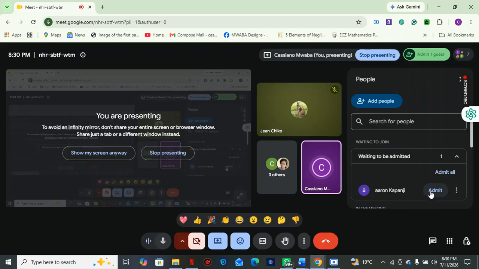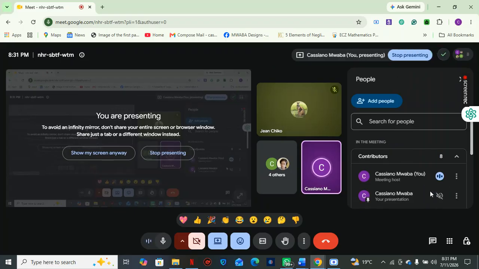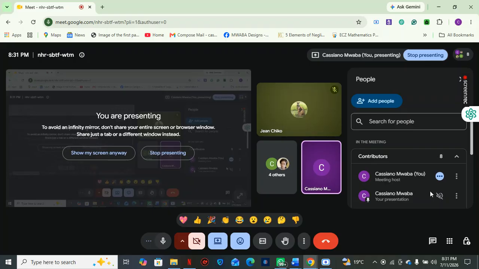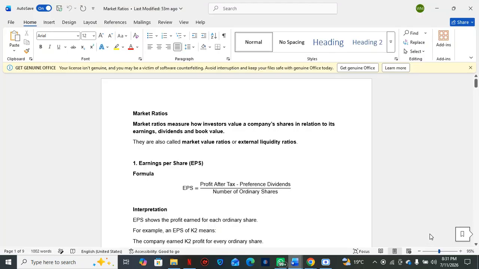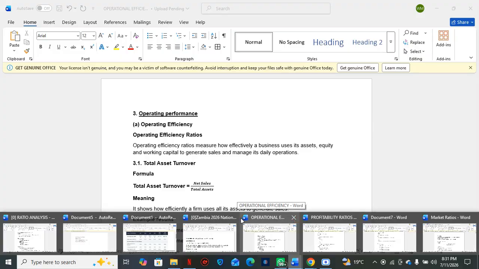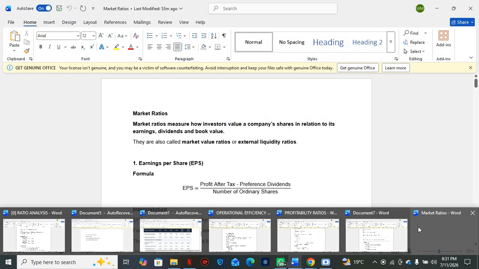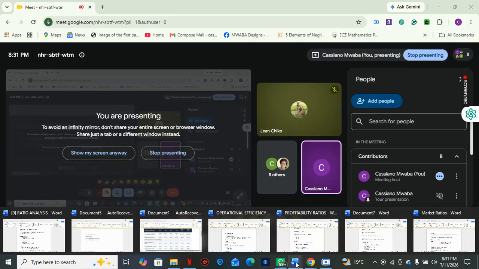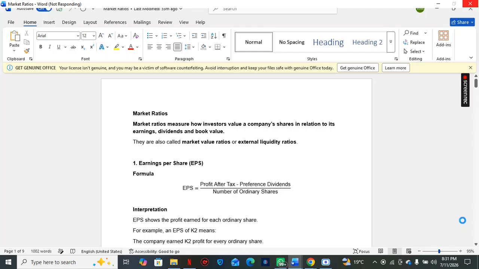Colleagues, I hope you remember the difference between an ordinary shareholder and a preference shareholder. Do we remember the difference between both? Madam Jean, do you remember? Okay, wonderful, wonderful. All right, so yes.